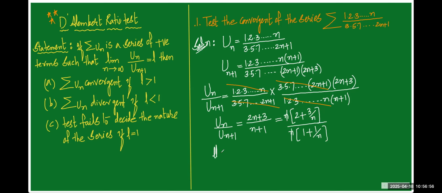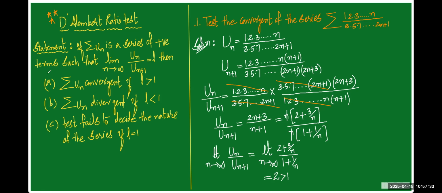Now apply the limit. Limit n tends to infinity, un by un plus 1 value, which is equal to limit n tends to infinity of 2 plus 3 by n over 1 plus 1 by n. As we know, once you apply the limit, 3 by n becomes 0 because 1 by n is 0, and 1 by n in the denominator is also 0. What are we getting? Our answer is 2. Definitely it must be greater than 1, right?